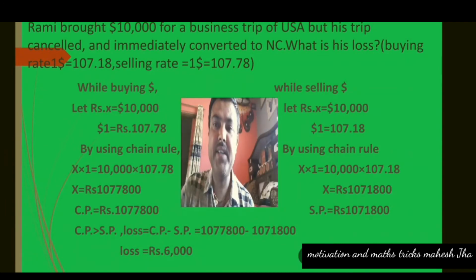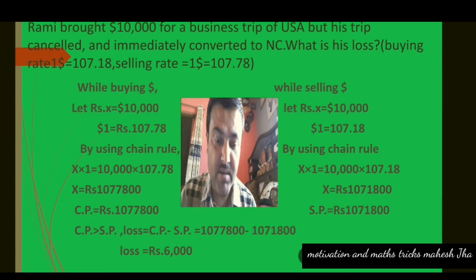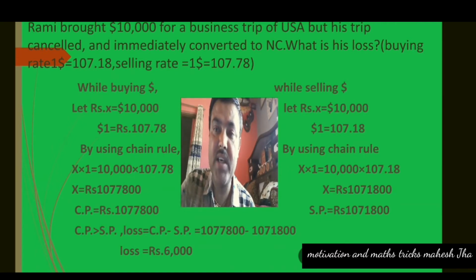Again see the next example. Ramu bought $10,000 for a business trip to USA, but due to some reason his trip was cancelled and he immediately converted it into NC. What is his loss? Now here the buying rate is $1 equals 107 rupees 78 paisa, and the selling rate is $1 equals 107 rupees 18 paisa.